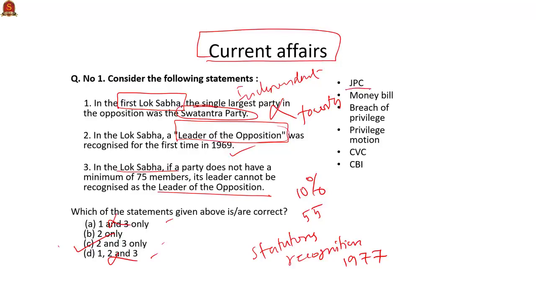Some of them I've listed out. JPC, Joint Parliamentary Committee. After the Rafale deal, there was a request from the opposition parties to establish a joint parliamentary committee. The joint parliamentary committee, its numbers, its composition and all, is decided by the speaker only. Then money bill was in the news, breach of privilege motion, office of Chief Vigilance Commissioner, office of CBI, and also Lokpal. So these institutions you have to read thoroughly.